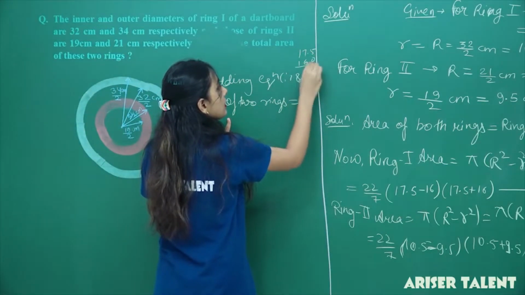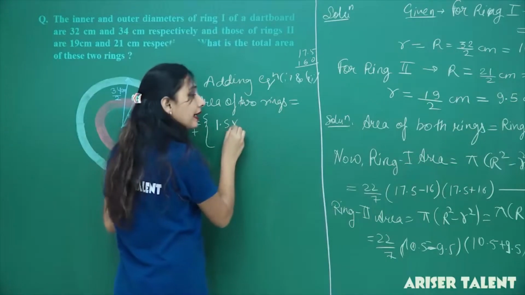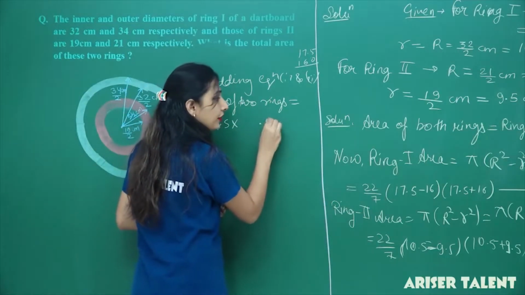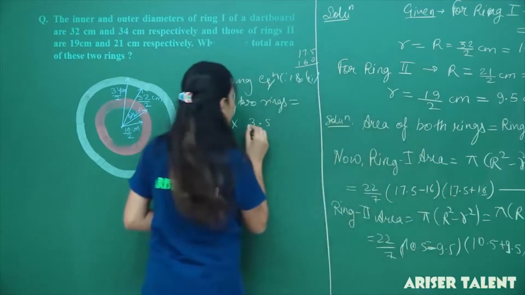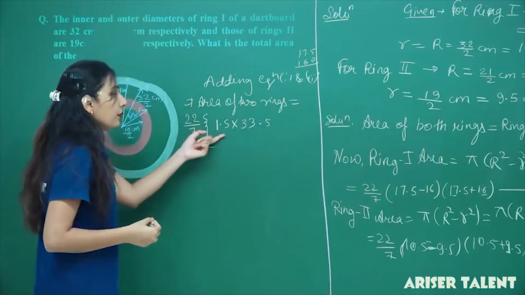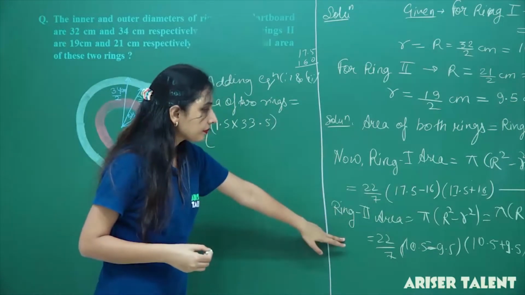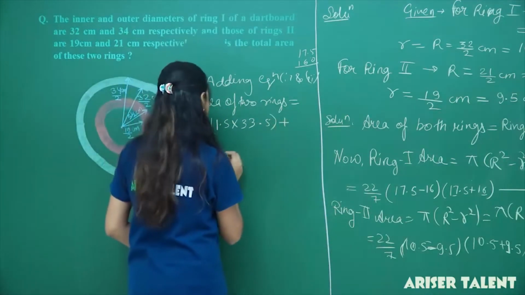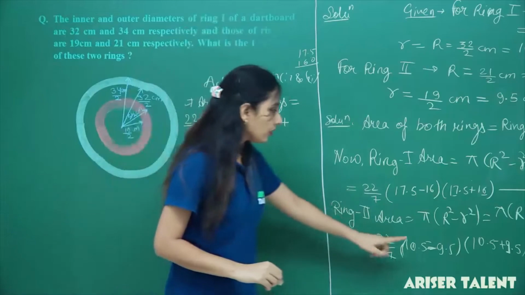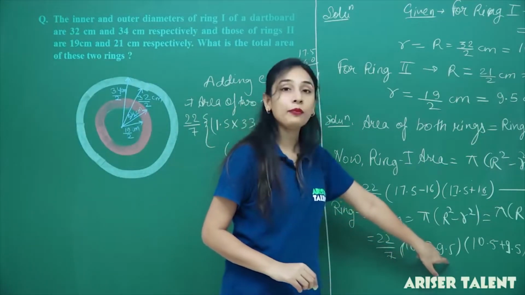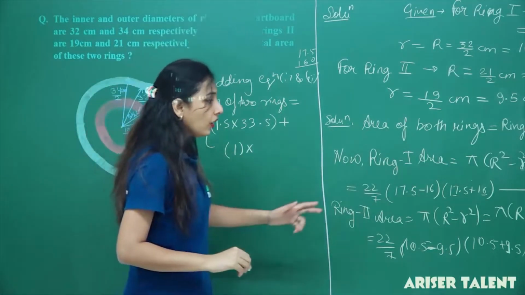17.5 minus 16, that will be 1.5, multiplied by 17.5 plus 16, which is 33.5... that is 1.5 multiplied by 13.5. Okay, now come to that one. In the addition, in the multiplication, this 22 by 7 is common. Now this 10.5 multiplied by 9.5 is what? 1. So 1. Okay, now 10.5.